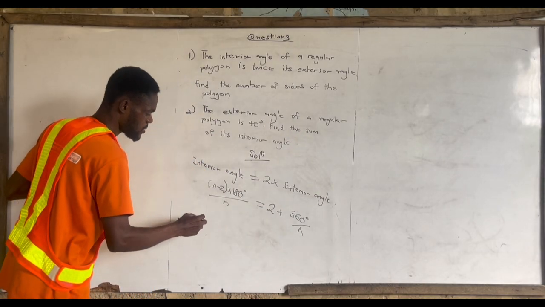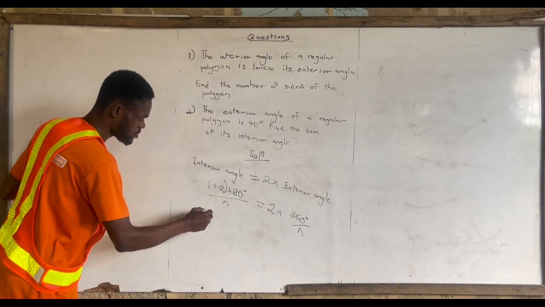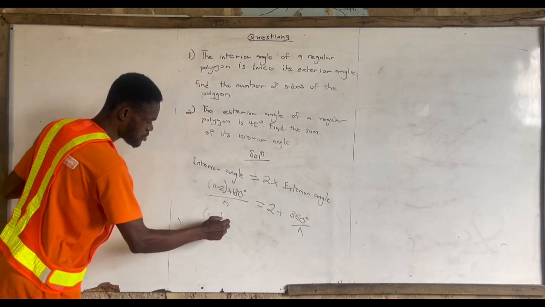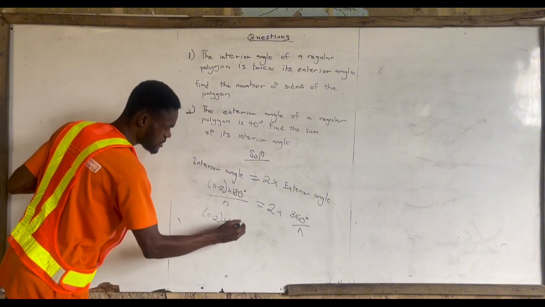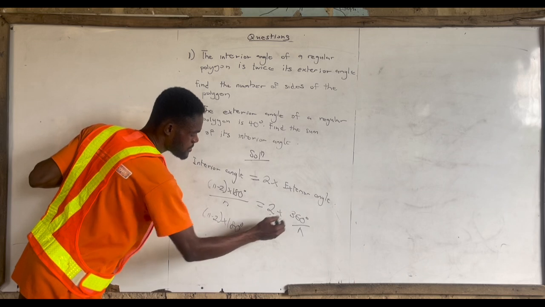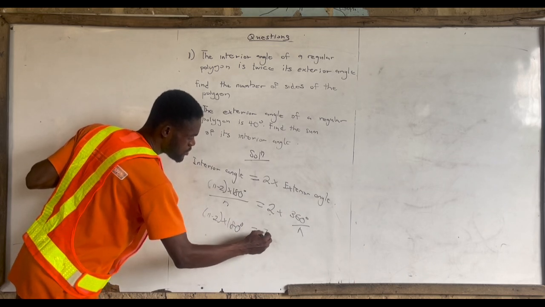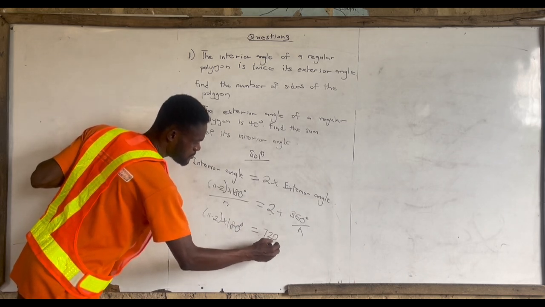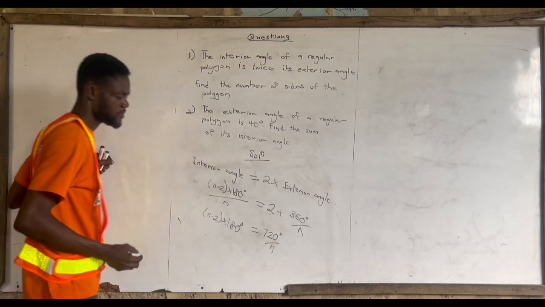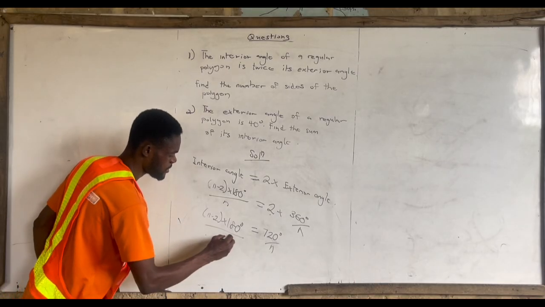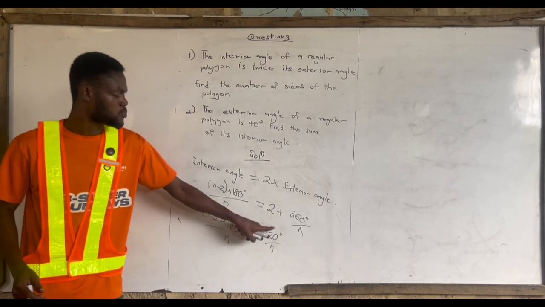So we know that (n minus 2) times 180 degrees is equal to 2 times 360, which is 720 degrees, divided by n. This is over n. We will do cross multiplication.